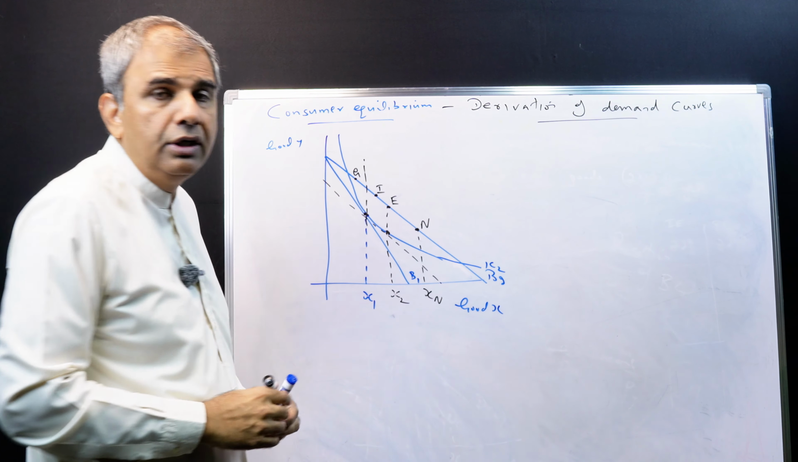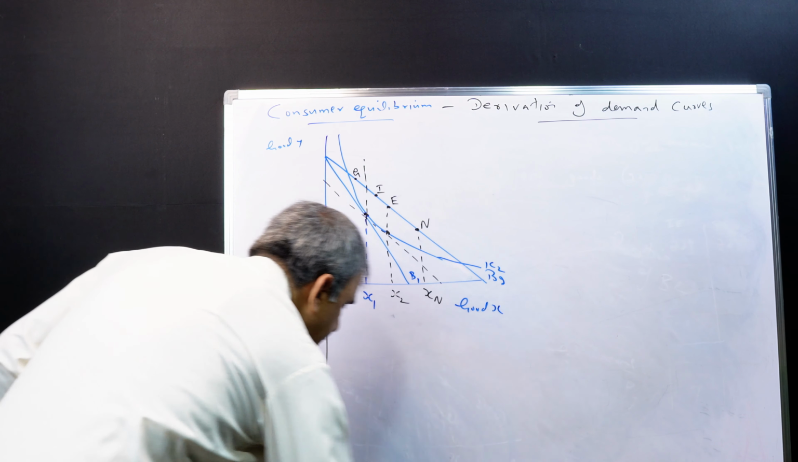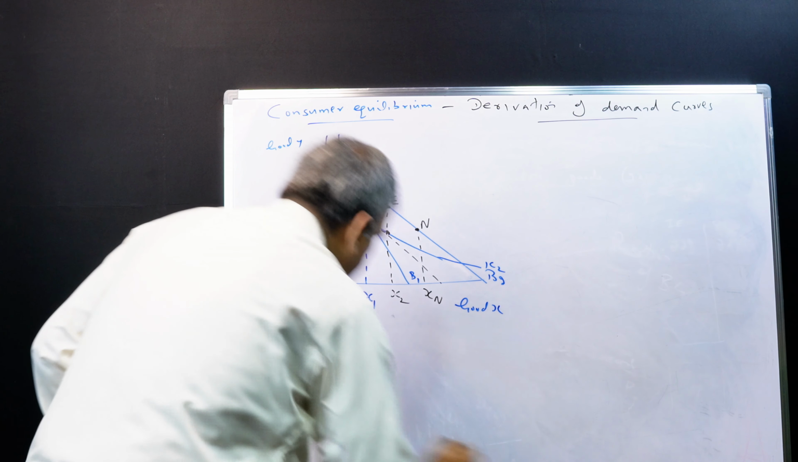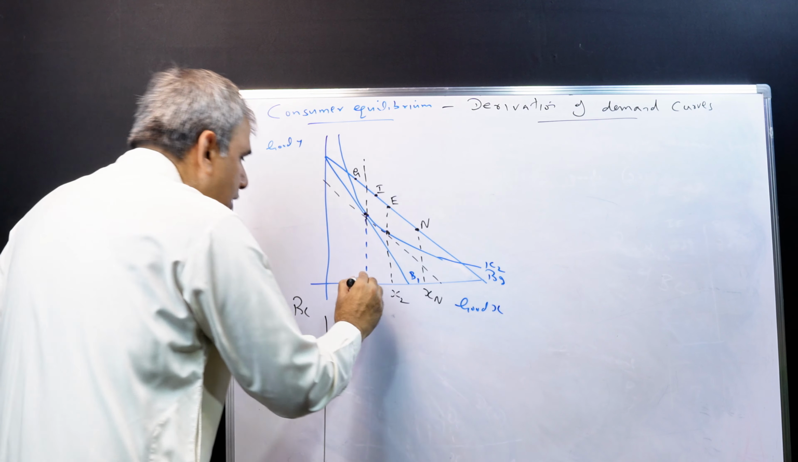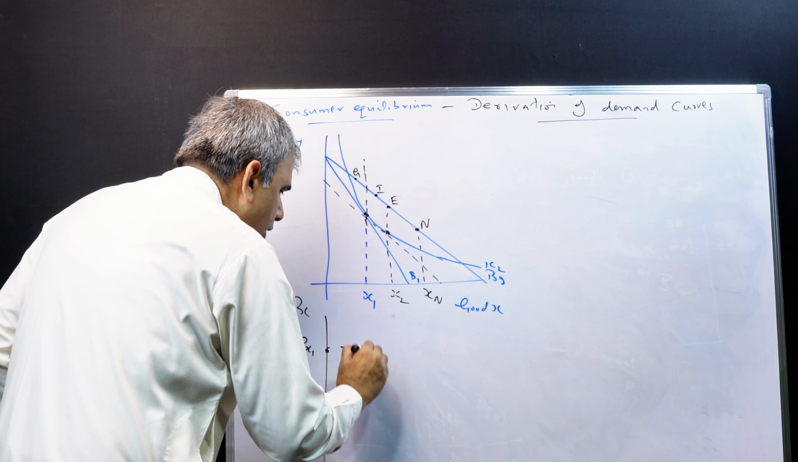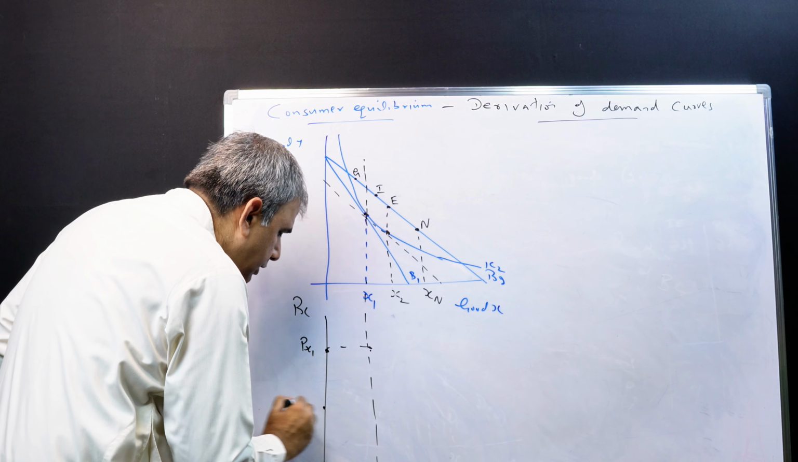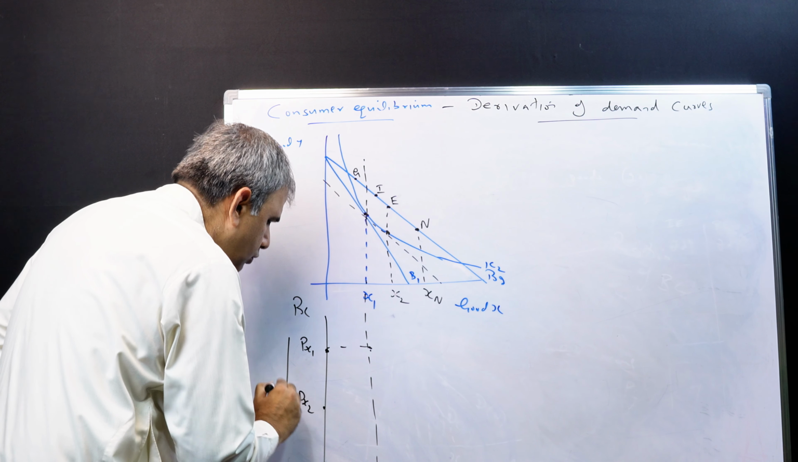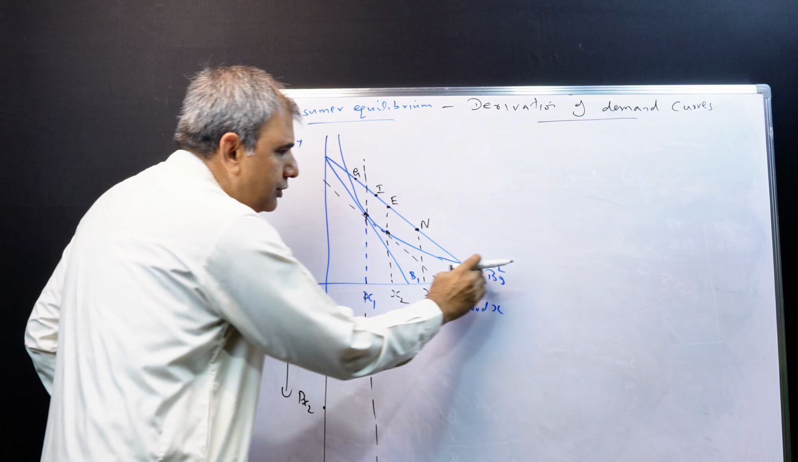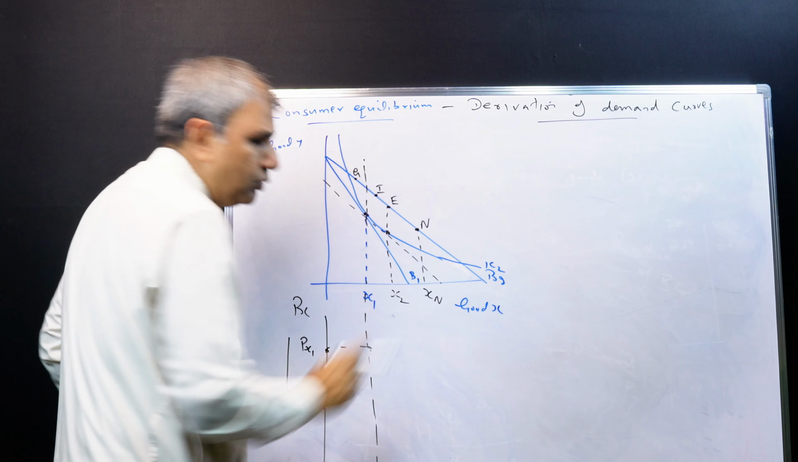Now, how do we use these 4 points to draw a diagram? For that, we show a demand and supply diagram. This is quantity of good x, and you can see the price of good x on the y-axis. The initial price of good x was Px1, and the initial quantity was x1 as shown in the upper panel. Because of the fall in the price of good x, Px went down to Px2, and that has caused a shift in the budget line from B1 to B2.